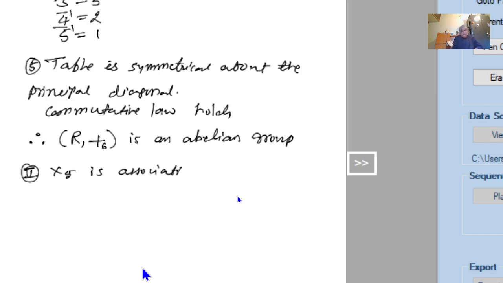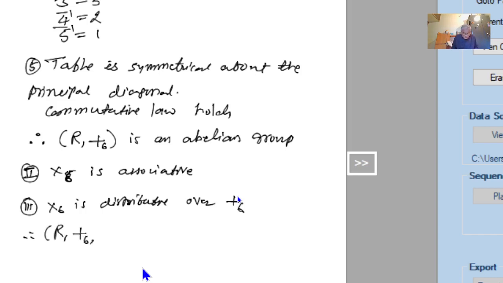And coming to the second axiom of the ring, cross 6 is associative. In any manner we can multiply, we can divide by 6, we get the same remainder. So that is cross 6 is associative. Associative law holds. Second axiom is also satisfied. And cross 6 is distributive over plus 6. So all the 3 conditions are satisfied. Therefore, we can say that R comma plus 6 comma cross 6 is a ring.